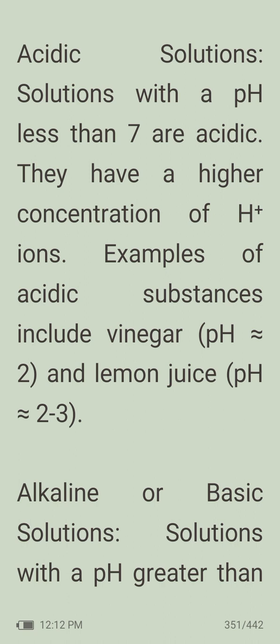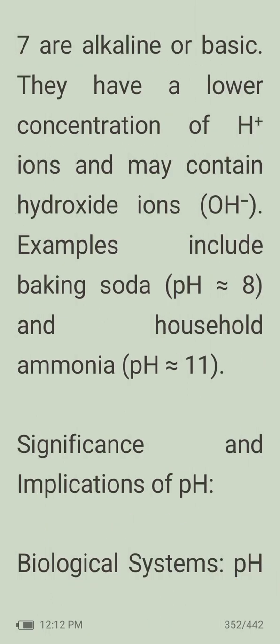They have a higher concentration of H+ ions. Examples of acidic substances include vinegar, pH 2 to 3, and lemon juice, pH 2 to 3. Alkaline or basic solutions. Solutions with a pH above 7 are alkaline or basic. They have a lower concentration of H+ ions, and may contain hydroxide ions, or OH minus. Examples include baking soda and household ammonia.